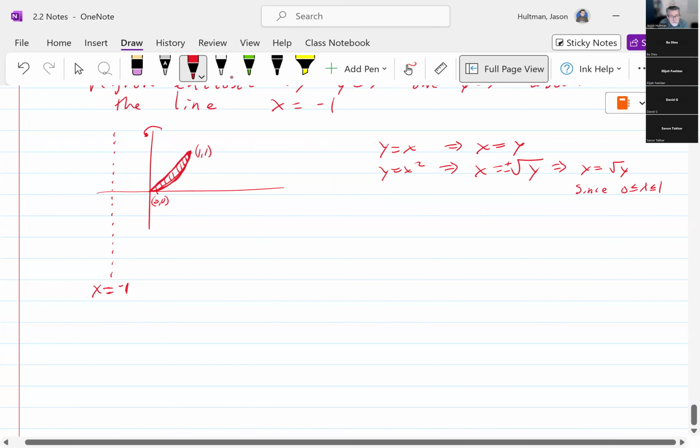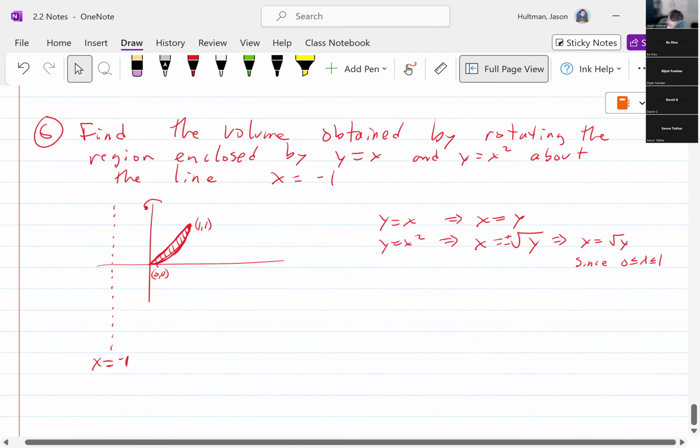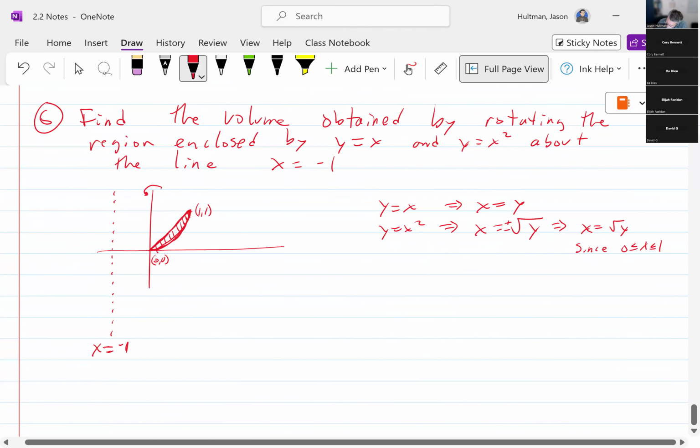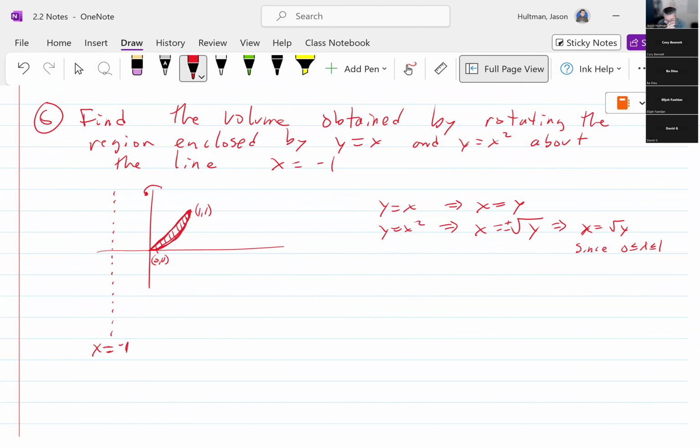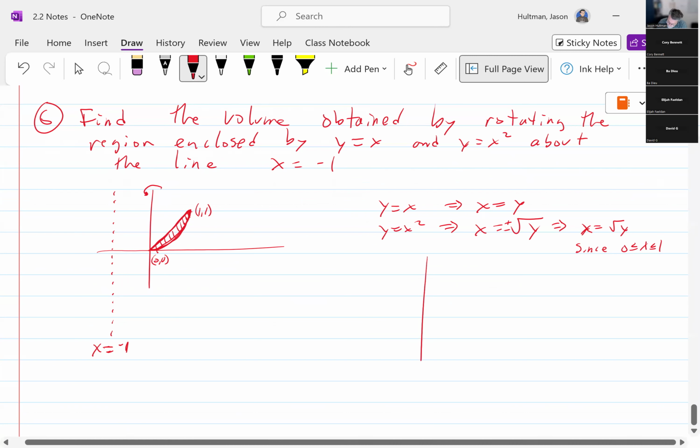Okay, so x has to go from 0 to 1. So we take the positive result. If we were going negatively, like if it was -1 to 0, then would you take the negative result? Yeah, it would have to be a different function. Let me show you what I mean.